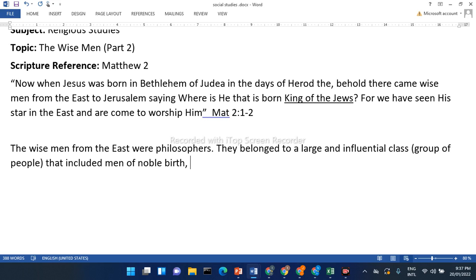And they were not poor people. And they comprised much of the wealth and learning of their nation. So these were the people who are the top tier of the place where they live. They are the people who had a lot of the money and a lot of the insight.